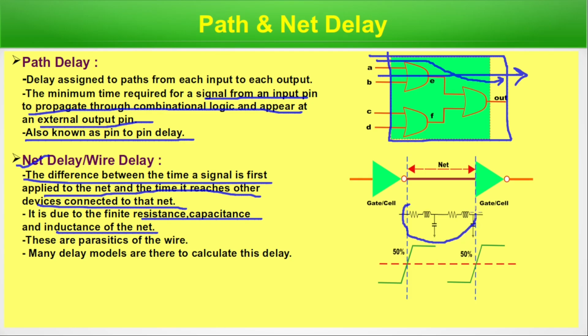So we try to represent this net as a combination of resistance, inductance and capacitance, and these are basically the parasitics of the wire. Many delay models are there to calculate this delay. We have already discussed those delay models and done their calculations in the previous series. So this is basically the net delay or wire delay. We are done with this slide. Now let's move to the next slide.